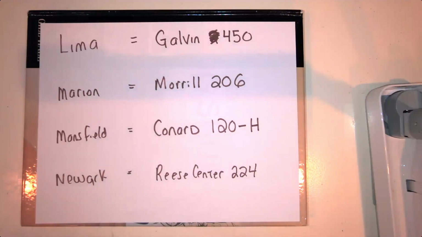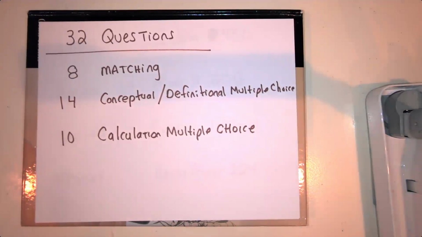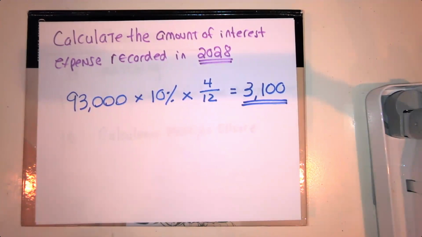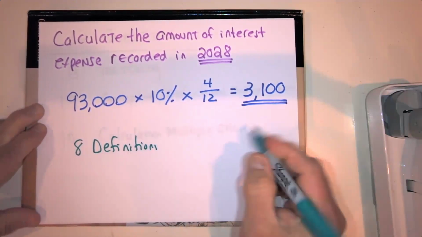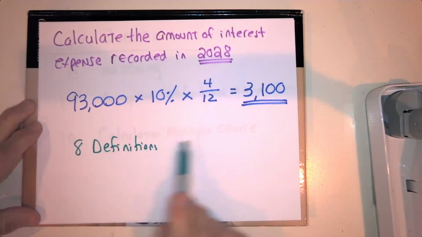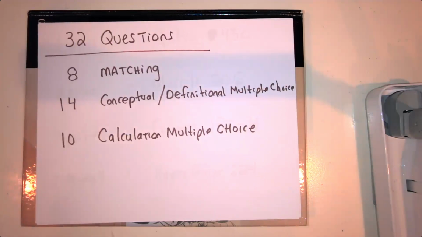The exam itself consists of 32 questions. 8 of those questions are a matching set. So what I will do is give you 8 definitions, and then I'll give you a bunch of choices, and you'll have to match the definition to the correct choice. So you'll have 8 of those.